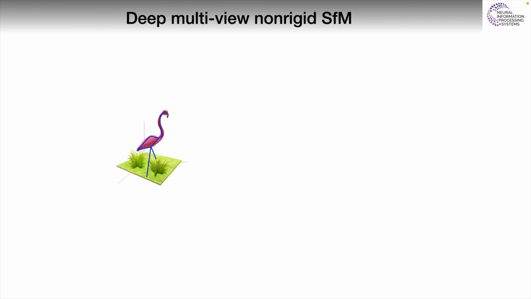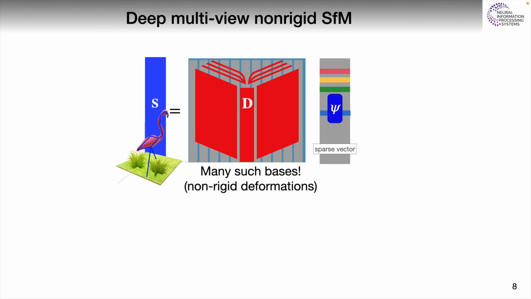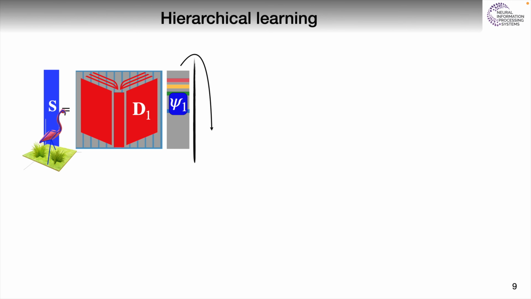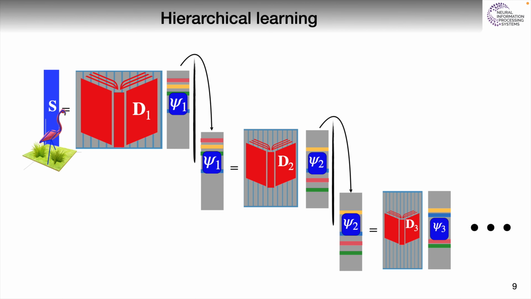We learn this psi by enforcing a low-rank shape prior on the 3D structure S, where S decomposes into a dictionary D and a code psi. This D consists of many such non-rigid deformations. In this prior, each code is represented by a sequence of dictionaries and corresponding codes hierarchically. Let us term this as equation 1.